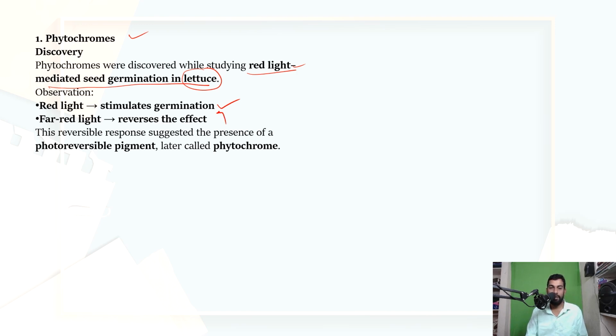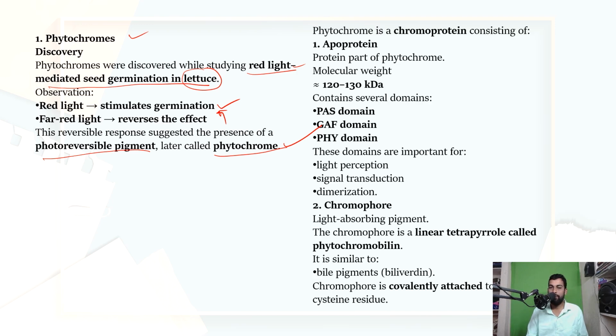Far red light reverses the effect. So it reverses back to PR. We have seen it earlier, right? This reversible reaction suggested the presence of a photoreversible pigment. Later, this pigment was called phytochrome. So let's see about it.